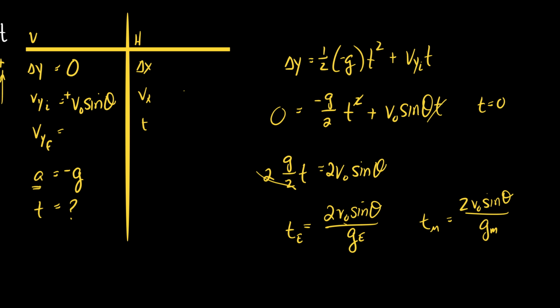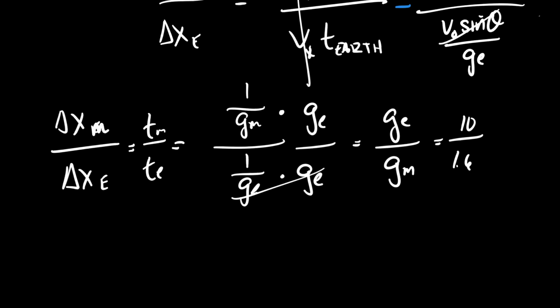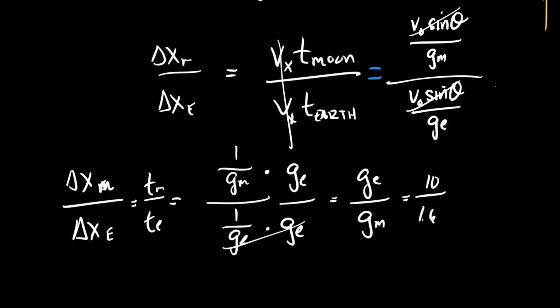Is that all good so far? Yeah? So does that all make sense? You just put those two things over each other and then simplify, simplify, simplify until you get what's left. And what's left is 10 over 1.6. Is that good for number 1? You don't look convinced, but no problem.